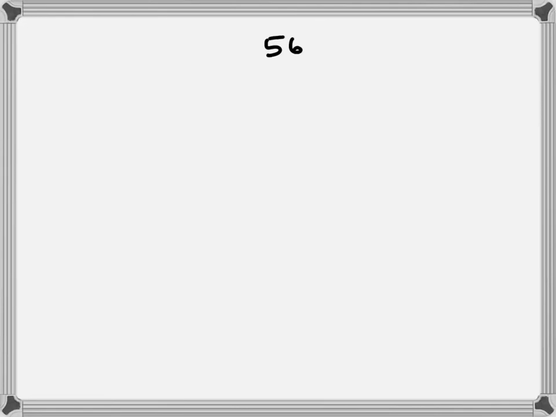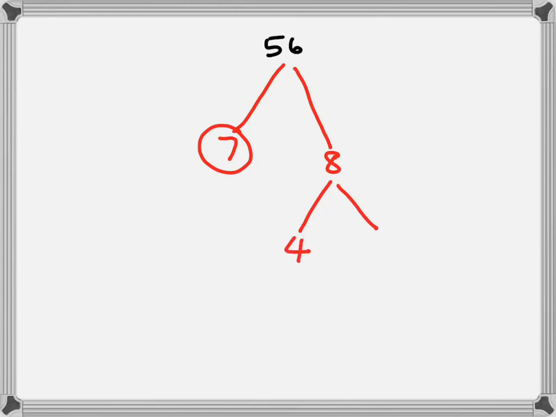Okay, so I assume you're back. 56, we can split into two factors. We can split it into 7 times 8. 7 we know is a prime number, so that leg ends there. 8 is not a prime, so we have to split it into more factors. What about 4 times 2? 2 is a prime, but 4 isn't, so we've got to split it into two more factors. What about 2 times 2? Now we've got our primes. Every leg ends in a prime.